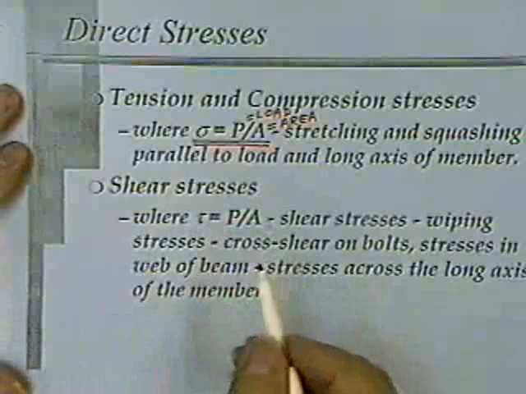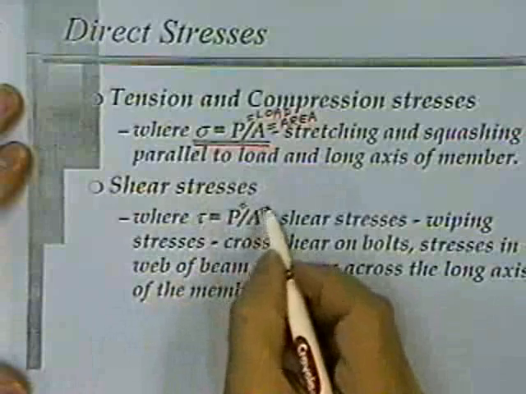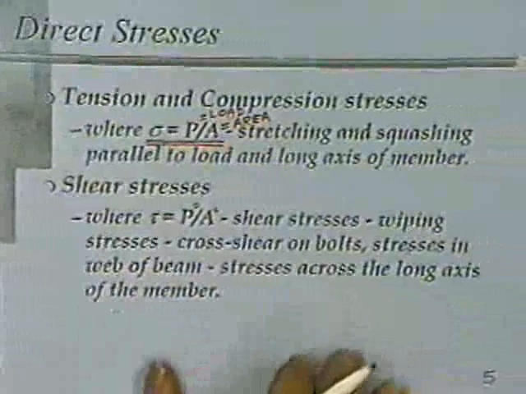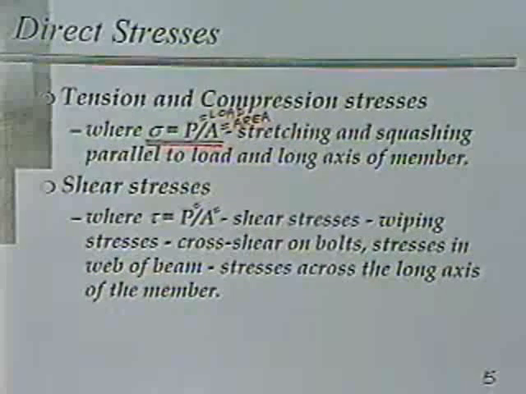Same way with the letter tau. It's nothing but a shearing stress. Same thing, load and area. The shearing stresses are actually wiping across the face. I'll show you some of those in a minute. You have some in the notes. And the tensile and compressive stresses act in the direction of the axis of the member.